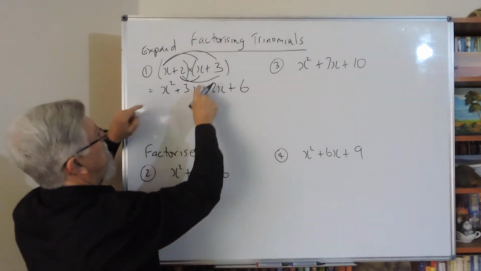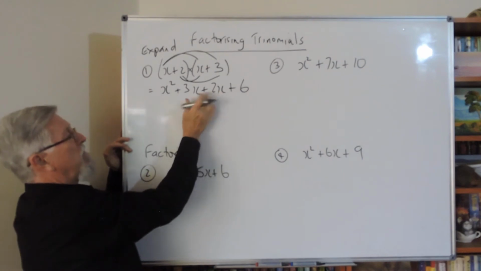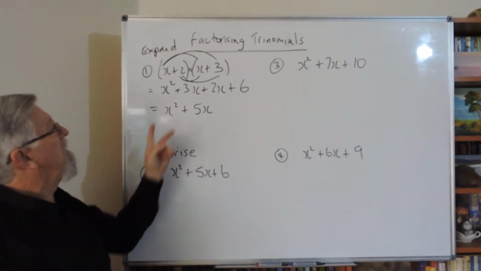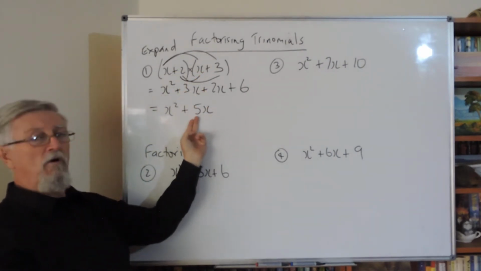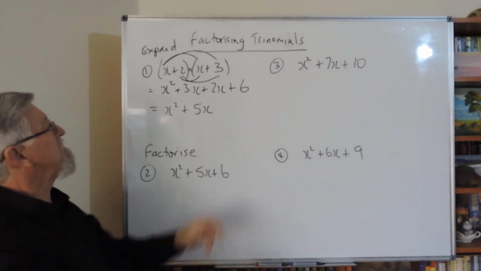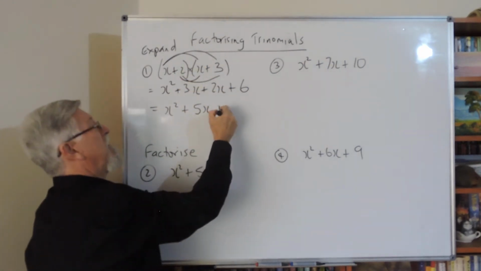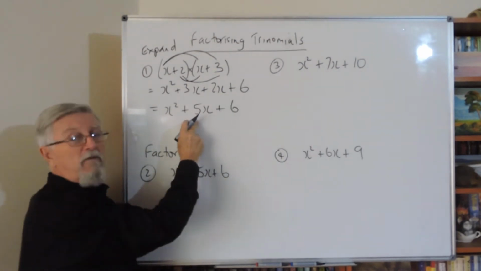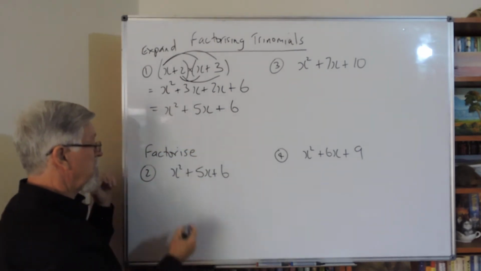This becomes 3 of the x, that becomes 2 of the x, so all together we're going to have 5 of the x. So those two numbers ended up adding to that 5. How do we get the 6? We're multiplying the 2 by the 3 to get that 6. So the 6 comes from the multiplication and the 5 comes from the addition. So let's go back to the question down here and see what's going on.